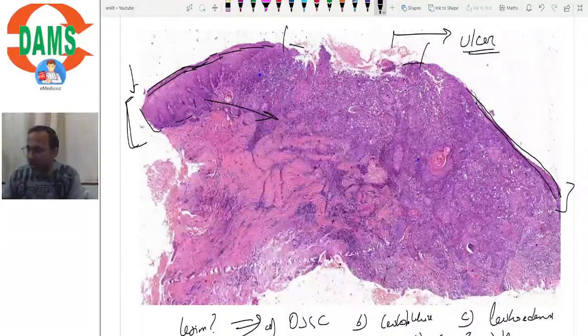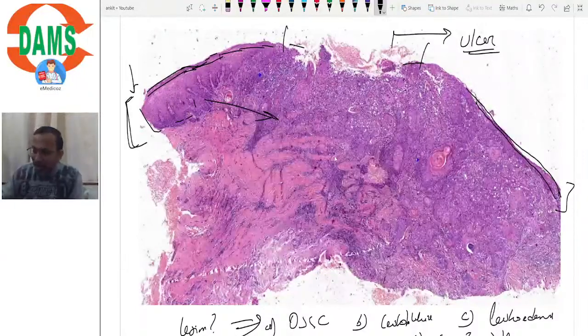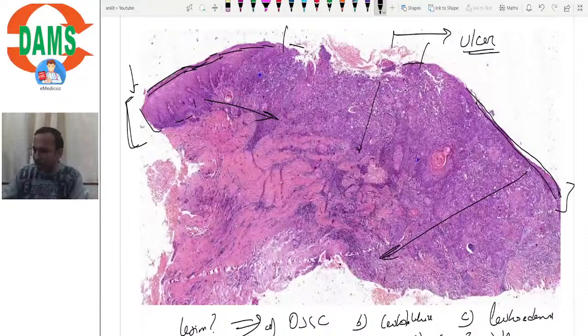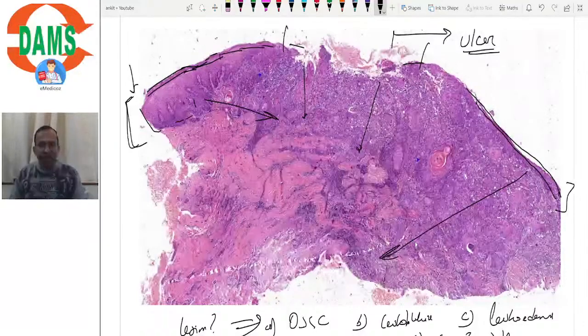Then notice the deeper layers. Don't you think there is an excess of proliferation of the epithelial cells? And look at these epithelial cells. Can you differentiate the four epithelial cell layers? Stratum corneum, spinosum, granulosum, basale. Can you differentiate them?